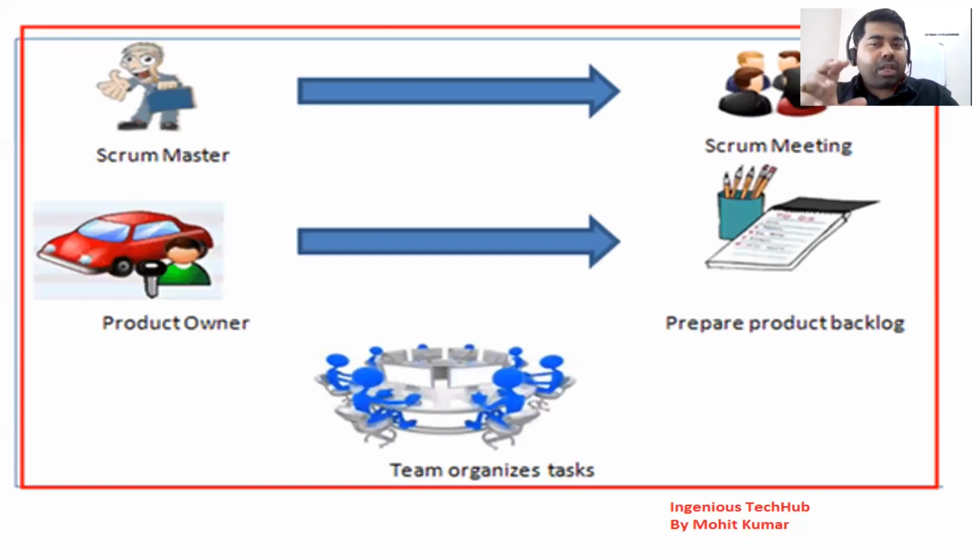So these are the Scrum Master, then we have a Scrum meeting, the product owner prepares the backlog, and then the team organizes the tasks. So this is how agile is working, guys. All these people are maintaining this sprint. The product owner is preparing the backlog. Backlog is nothing but your tasks, and these tasks will come to the Scrum Master, and the Scrum Master will assign these tasks.